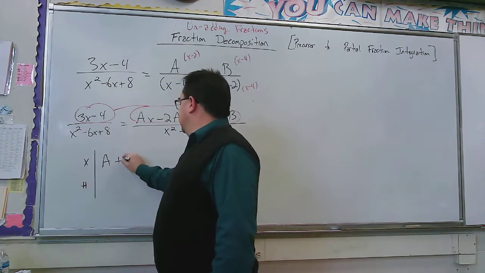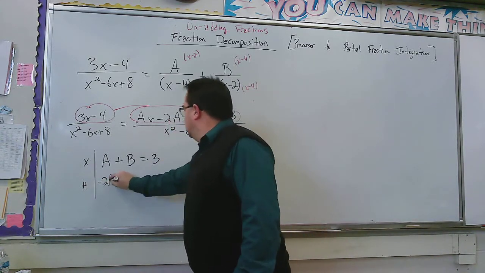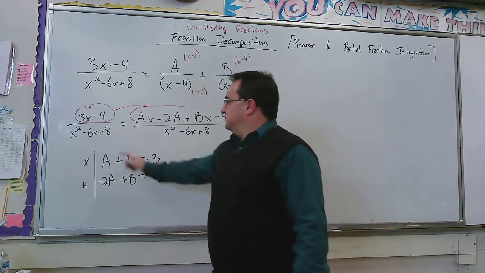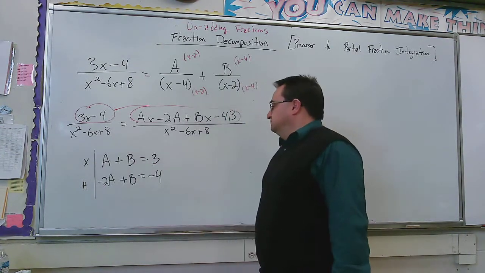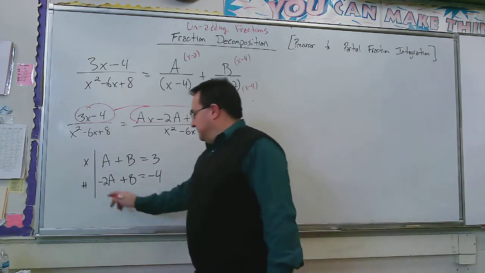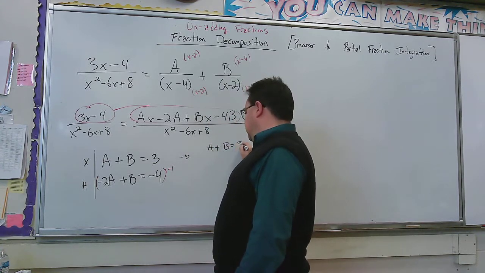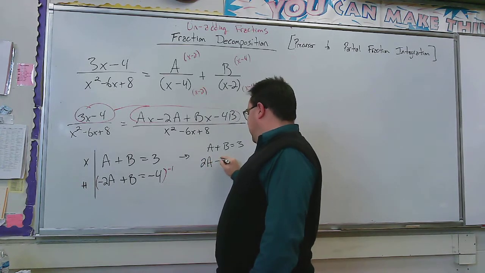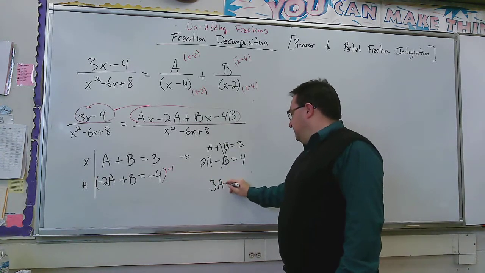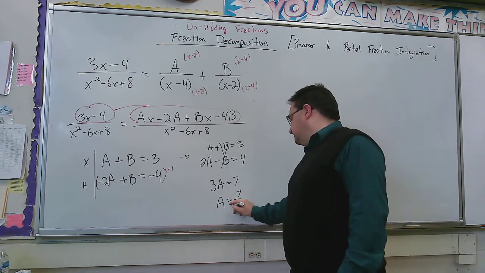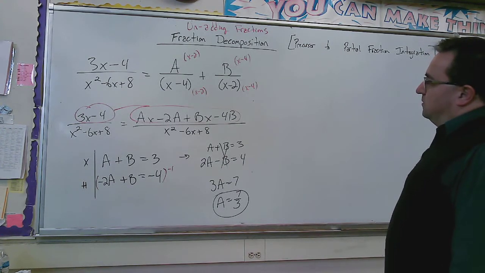So let's see, a plus b has to equal 3, all the x stuff, and minus 2a plus b has to equal minus 4. So we could multiply the thing by 2 so the a's drop out. I'm going to multiply the bottom one just to be different by minus 1 so that the b's will drop out. So that'll give me a plus b equals 3, and positive 2a minus b equals positive 4. So the b's drop out. I get 3a equals 7. So a equals 7/3. Let me just make sure I didn't make any errors here. Yeah.